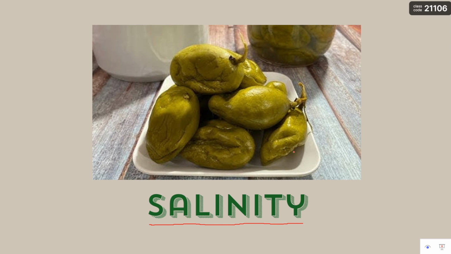Now, when we put anything in salt water, what does the salt water do? It pulls out all the moisture. This is why when we make pickles, anything we pickle in salt, the water gets drawn out. So, salinity is one of the challenges for any plant to survive in mangrove areas, because the salt in the water will tend to pull out any water that is already inside the plant.